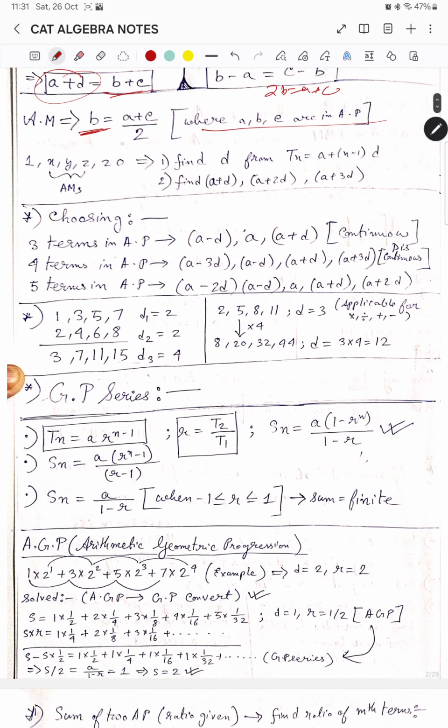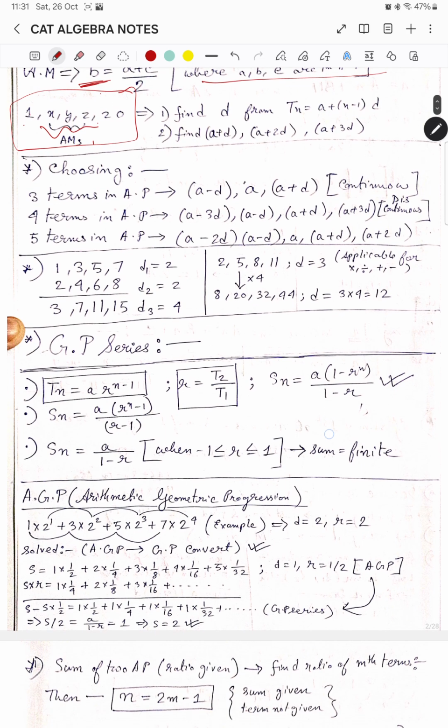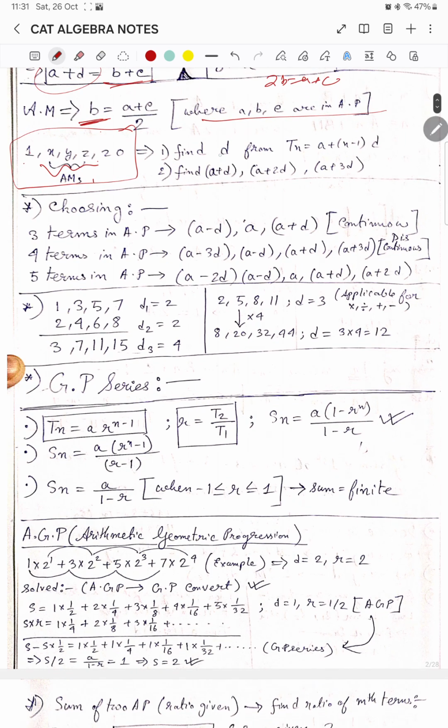And if at all someone says this series is in AP, then x, y, z are arithmetic means of these two numbers 1 and 20. So you can find d from Tn equals a plus n minus 1 into d, and find a plus d, a plus 2d, a plus 3d. You will put n equals 5, then T5 you will get as 20, then you will find d, then you can find a plus d, a plus 2d, a plus 3d when you have a and d.